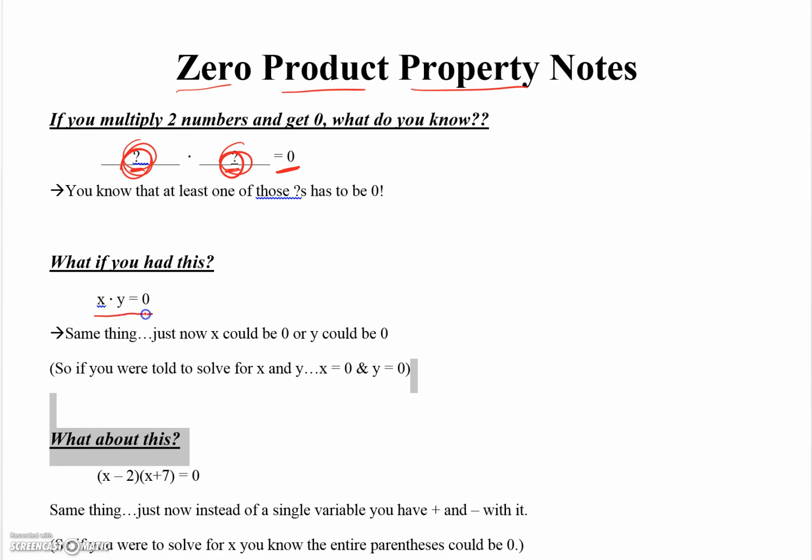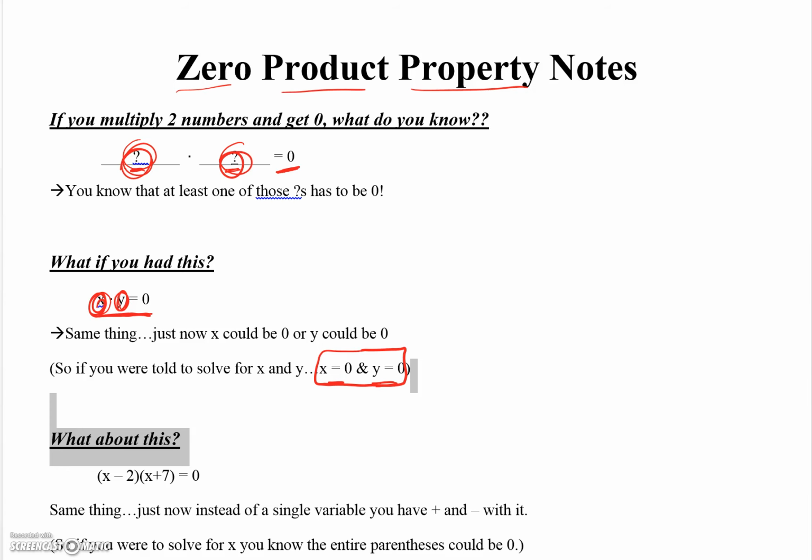What if I have x times y equals 0? It's the exact same thing as up above with the two question marks. It's just that now, instead of the question marks, we have two different variables. So if I asked you to solve for x and y, I know that either x could equal 0 or y could equal 0. So this right here would actually be your answer if you were told to solve.